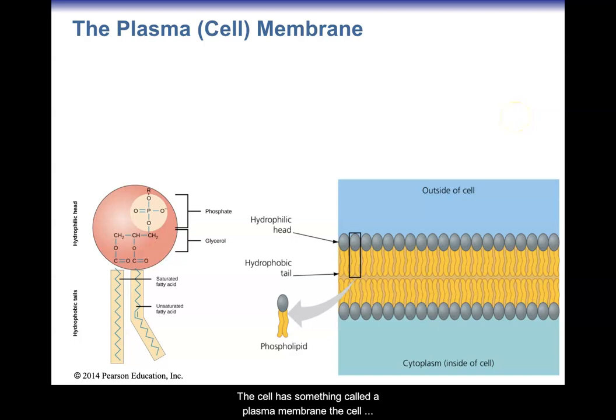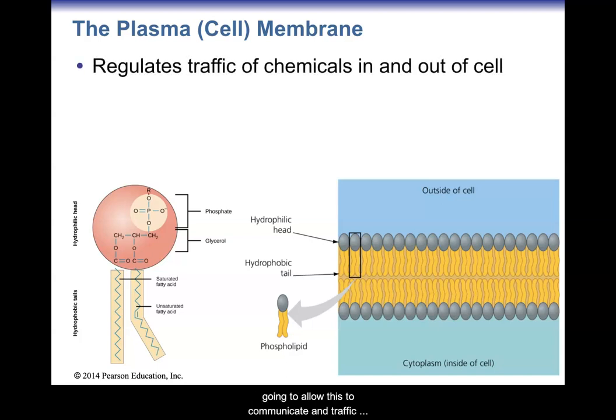The cell has something called a plasma membrane. This membrane is going to protect the cell and keep it contained from the outside world, but the cell membrane in itself is also going to allow the cell to communicate and traffic incoming and outgoing events to the outside world. So it's a nice little spot for that.